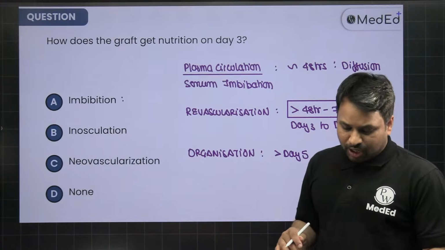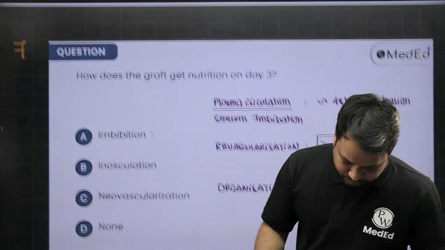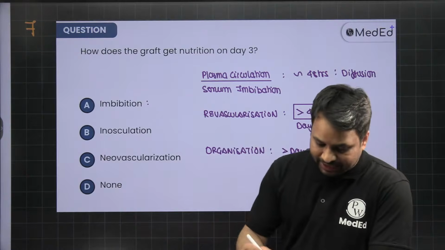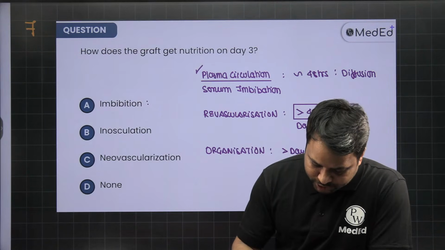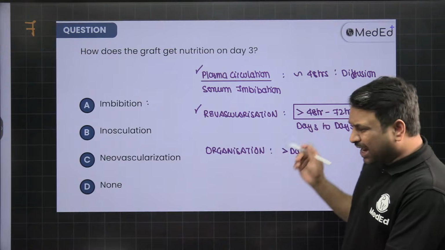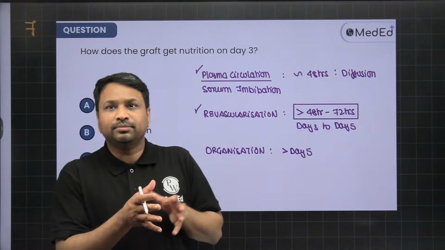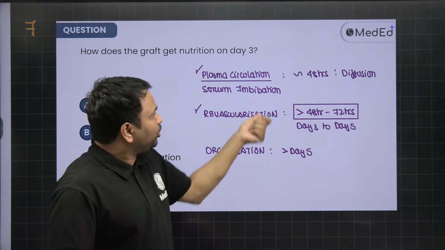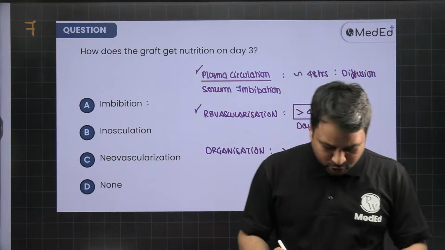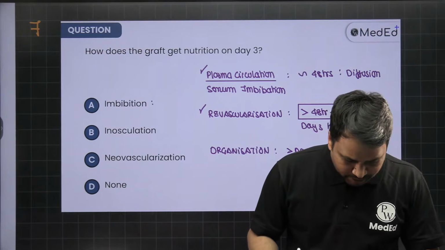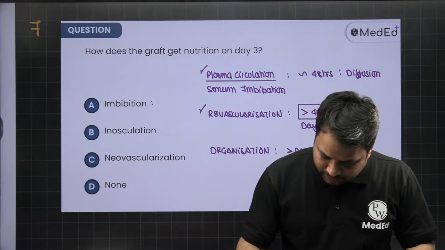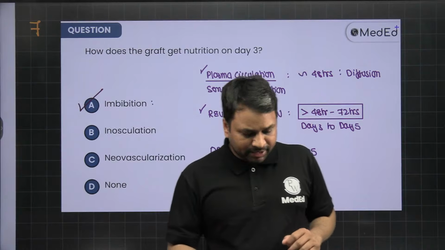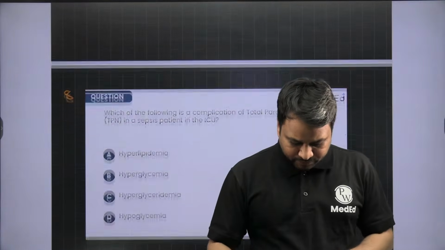Now the question is, how does the graft get its nutrition on day 3? Usually we can say by day 3 it gets it by both plasma imbibition as well as revascularization. Ideally, revascularization is still occurring between 48 to 72 hours, that is day 2 to day 3. So on day 3 it is contributed by both of them. The single best answer is going to be the plasma imbibition phase. So remember, on day 3 it is going to be the plasma imbibition phase.